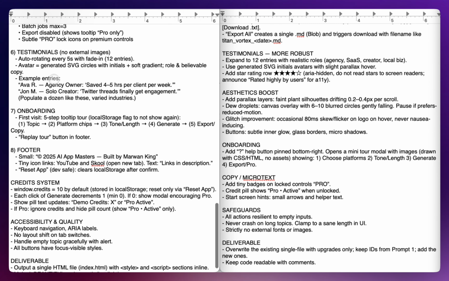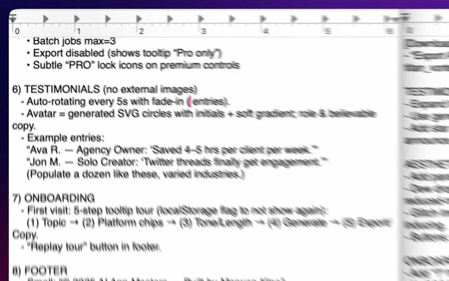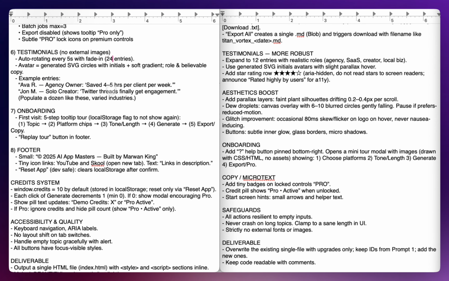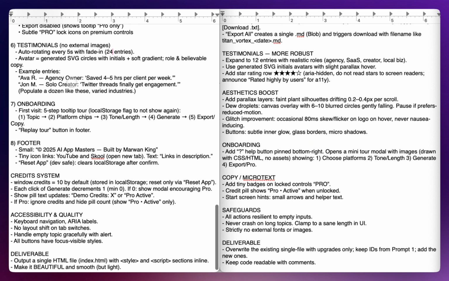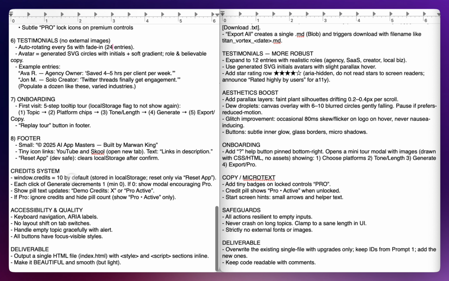You can change testimonials, how they're doing, auto rotate, 12 entries. We can put 24 entries. You know what I mean? Hopefully I didn't just break it, because I haven't tried it with 24 entries, but we're going to try it here right now. I just did it, so we're going to see how that works. And then right here, I put the caption 2025 AI App Masters built by Marwan King.